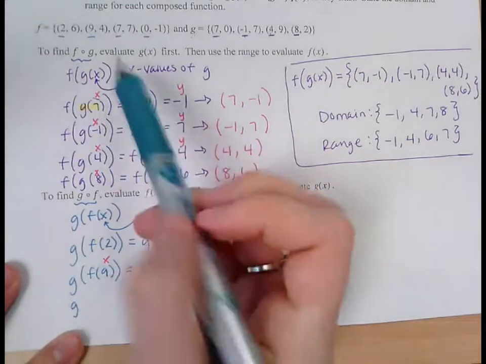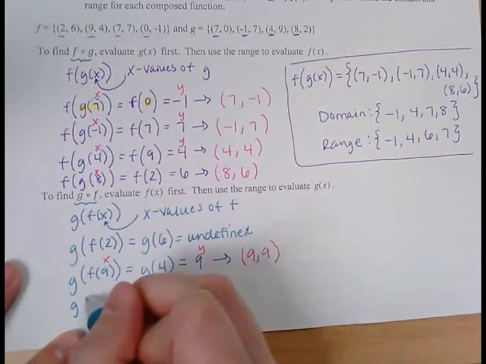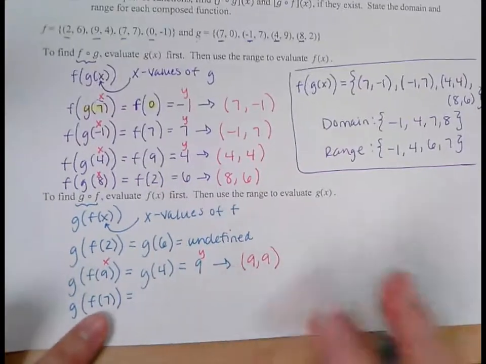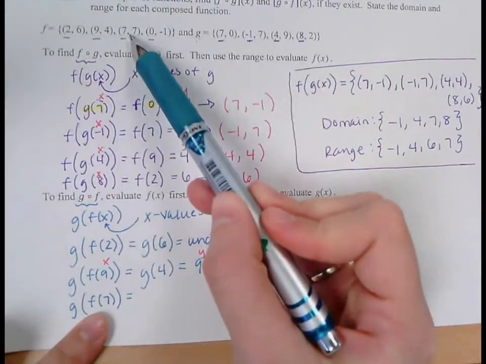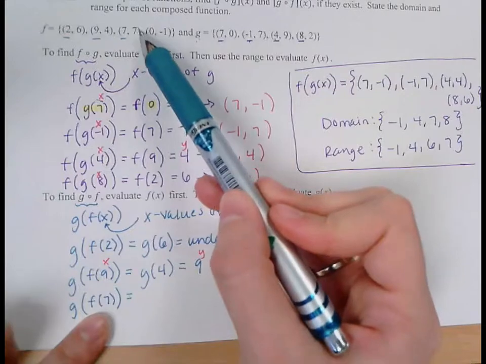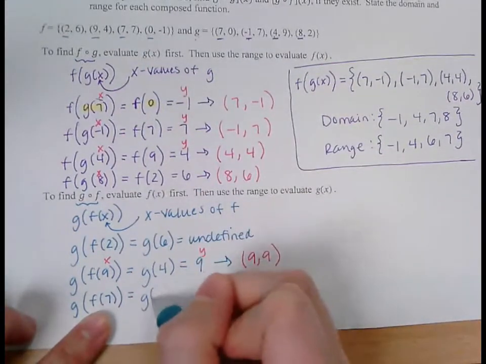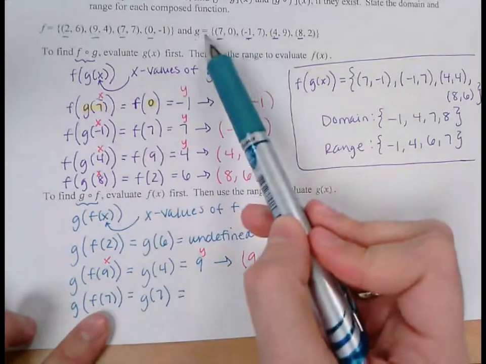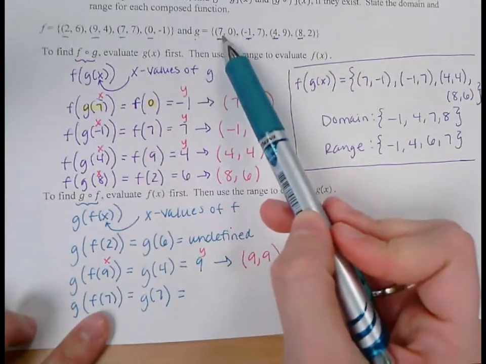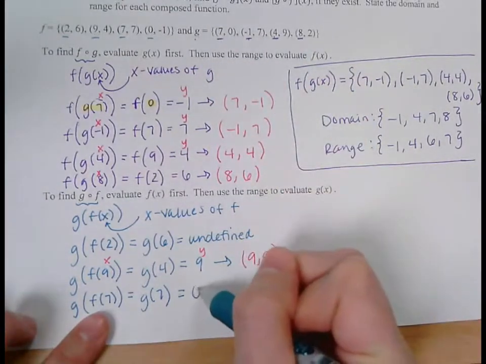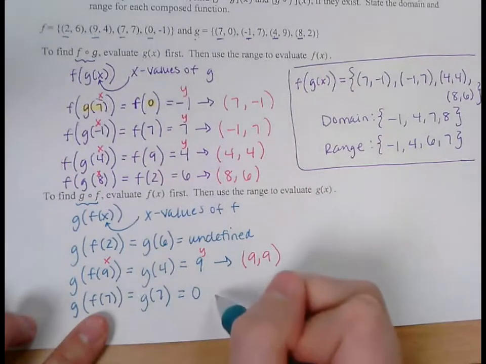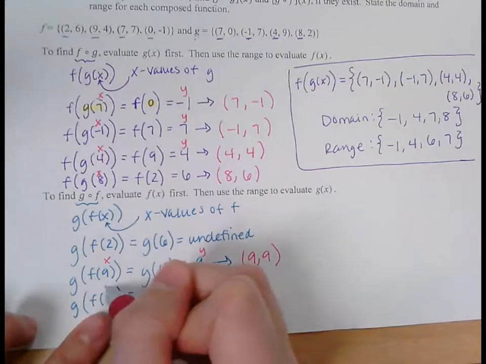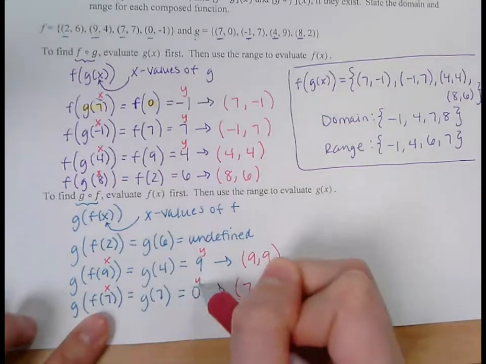So then the next x value for f is 7, so g of f of 7. And for f, when x is 7, so is y. So this would just be g of 7. And then I look at g. The first ordered pair has an x value of 7, y coordinate is 0, so it equals 0. So that ordered pair has an x value of 7 and a y value of 0.